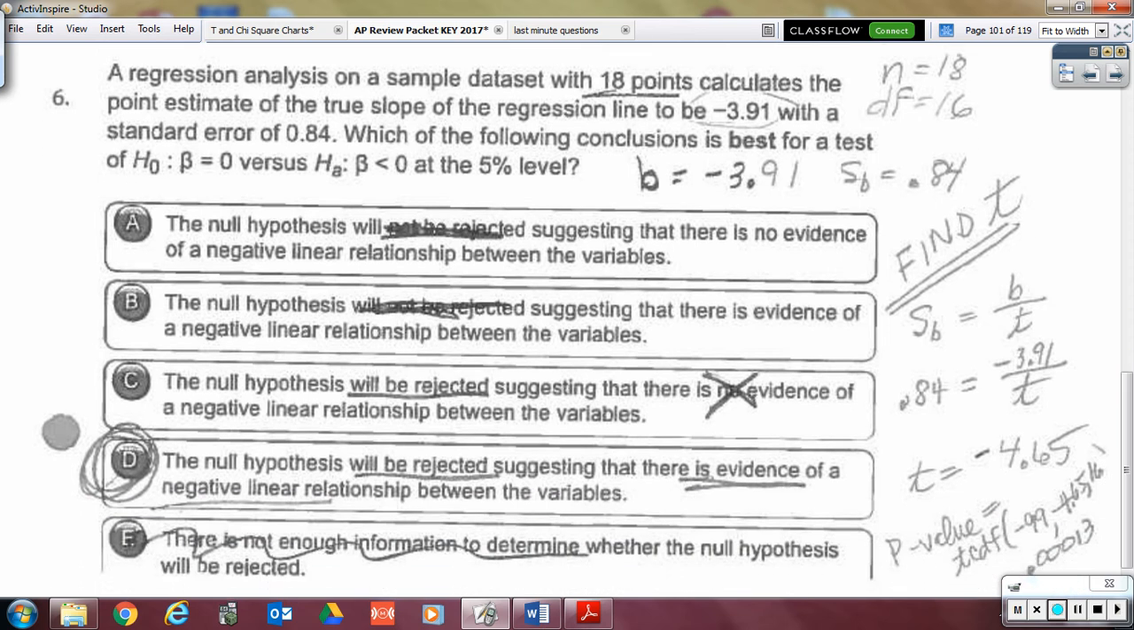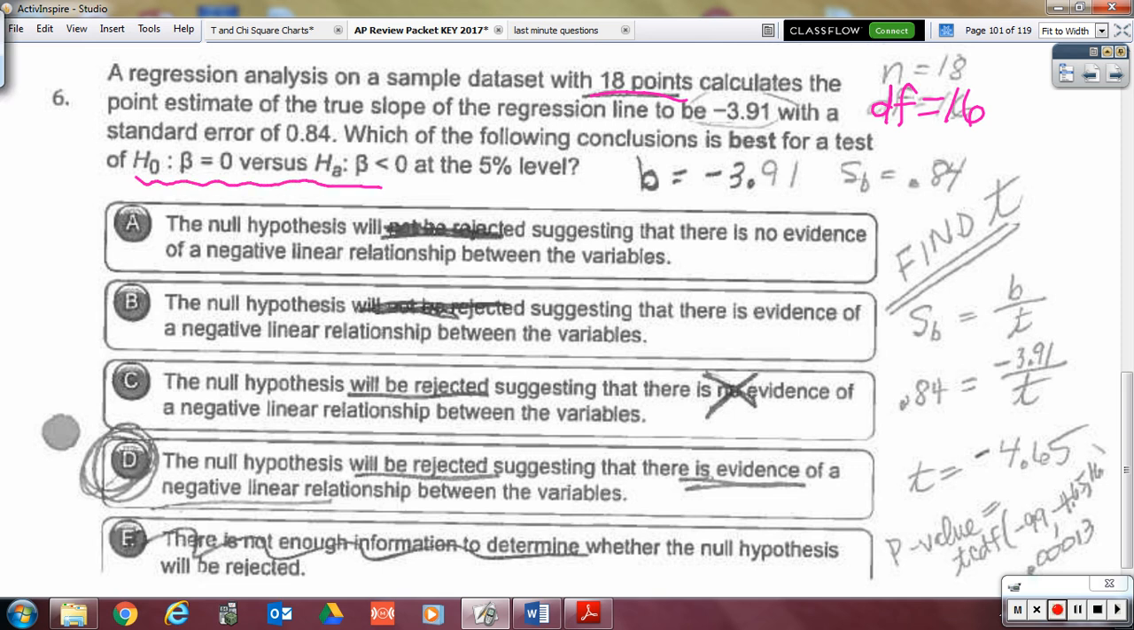Here was actually kind of a multi-step problem, so let's go through that. They give you 18 points, so that means degrees of freedom is 16, because there is a sample size of 18. So degrees of freedom, because this is a test for slope. Since this is a test for slope and for linearity, degrees of freedom is n minus 2.